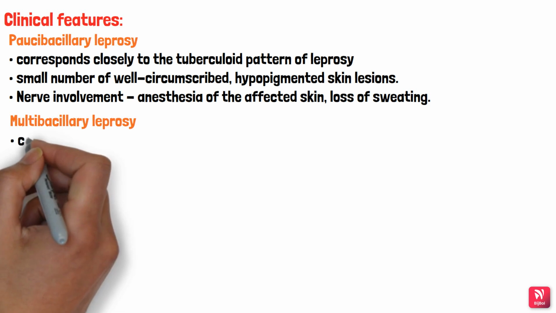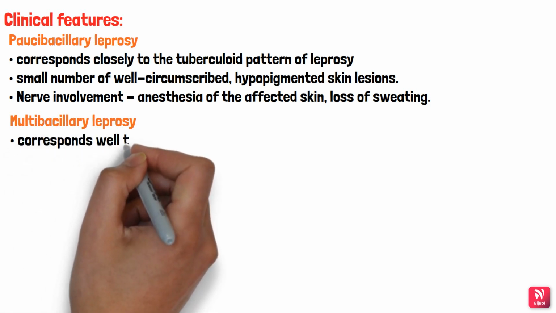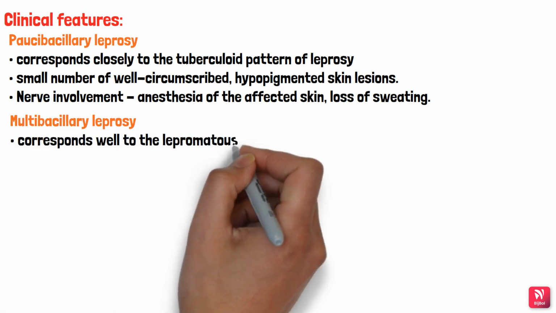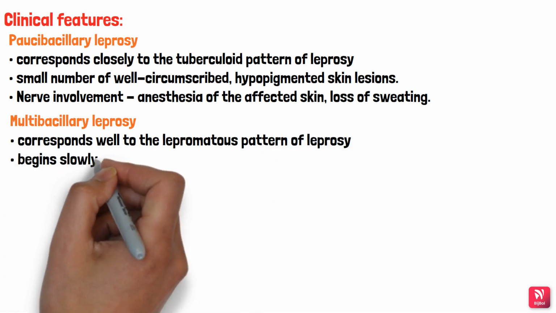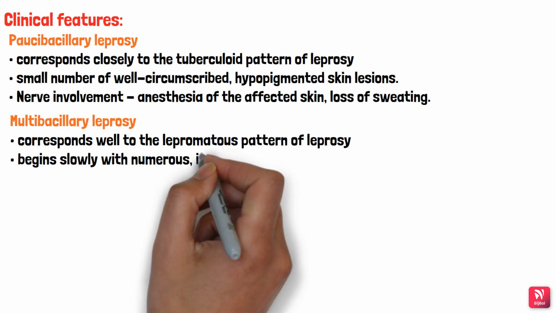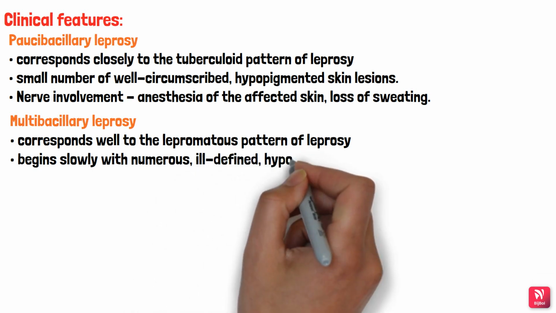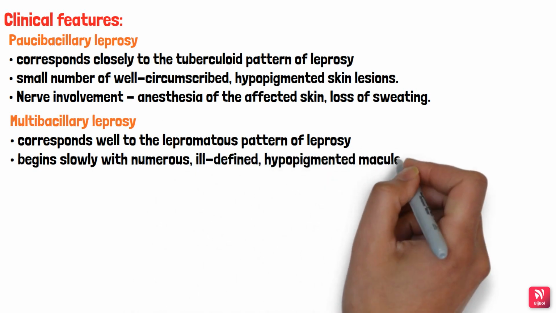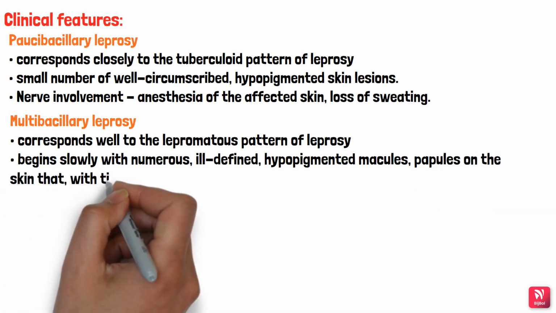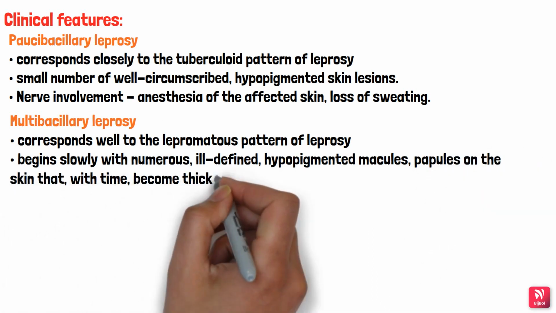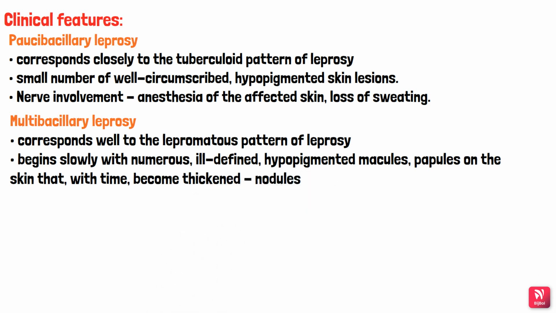So here what happens is there will be numerous ill-defined hypopigmented macules. So macules will be there, later on papules will be seen, and then as time progresses, these papules will become thickened to form nodules. So in multibacillary leprosy, because of the high number of bacilli, we'll see macules, papules as well as nodules.